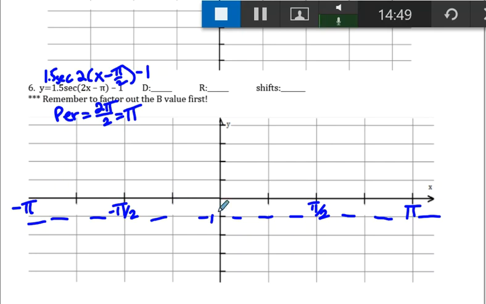To the right pi. To the right, but not pi. Go back to the... Oh, pi over 2. Good. All right, so the helper for secant is cosine. So I'm going to start not 1 above, but how much above? 1.5 above, then midline, and then 1.5 below.